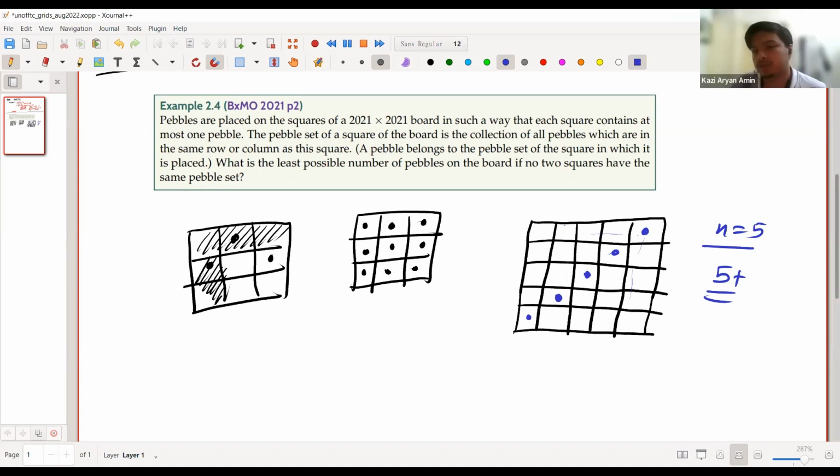No, you still can add more pebbles to this configuration, and you can still ensure that no two squares have the same pebble set. Yeah, that's what I'm asking you to do. You can still add more pebbles. These have completely disjoint pebble sets altogether, right? So it makes sense adding pebbles to the square.